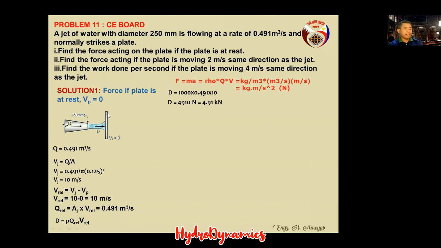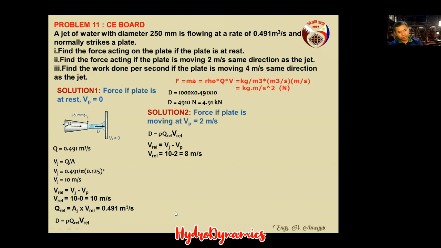Okay? Then number 2, if the plate is moving at 2 meter per second, so that is the same direction of the jet. Anong mababago? Ang mababago lang is yung relative velocity at saka yung Q relative. So ano yung relative velocity? V jet minus V ng plate. So V jet is 10, di ba? Then plate is 2. So same direction, 10 minus 2. So it's 8.